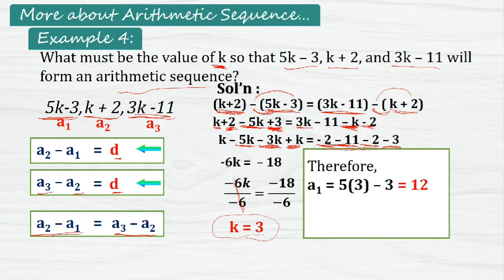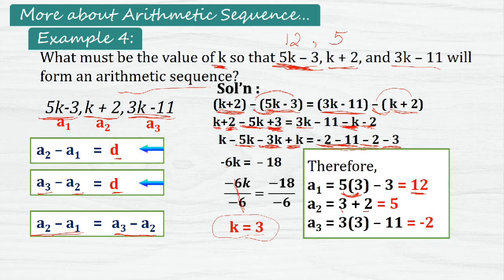So if the value of K is 3, it means that yung first term natin na 5K minus 3, substitute natin yung 3 kay K, 5 times 3, 15, minus 3, that's 12. So, yung first term natin ay 12. Okay? Next, yung second term naman, K plus 2. So, K is 3, 3 plus 2 is 5. So, second term is 5.